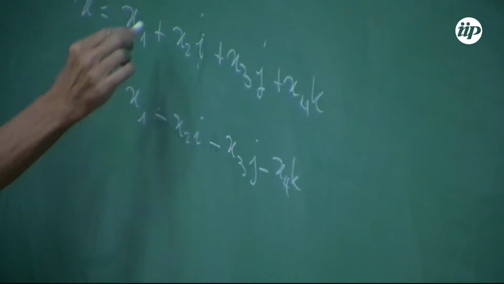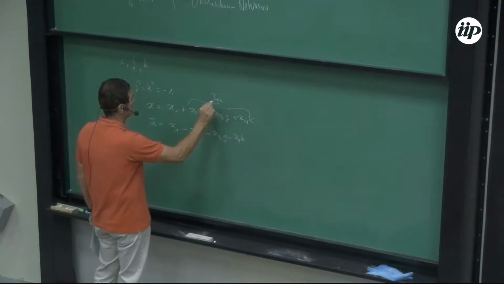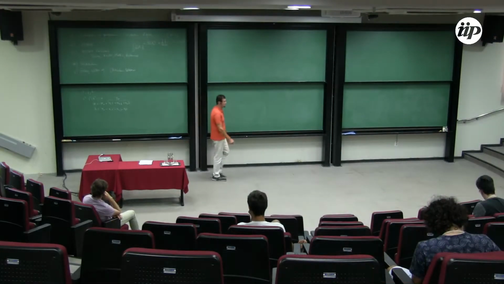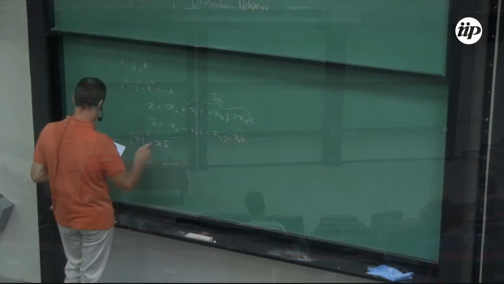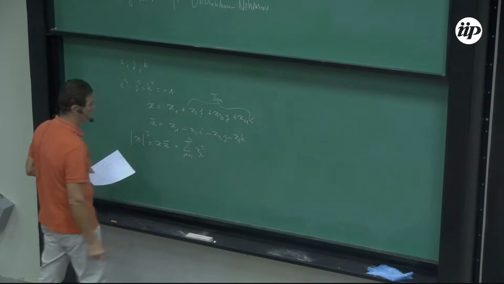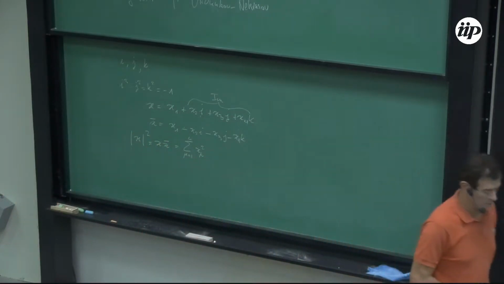This part of the quaternion is called the imaginary part, and this part is called the real part. This is a standard extension of complex numbers. We can define a modulus for these objects, which is like this, which is just x bar x, and it is just the standard sum of the squares of the coordinates.